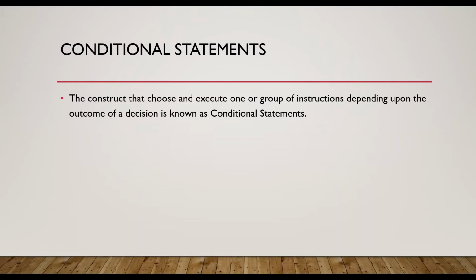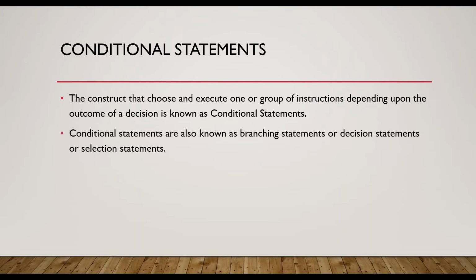Here the condition is the percentage is equal to or greater than 60. If the condition is satisfied, then the student is passed. The student passed, that is my result, or the outcome. So these kinds of statements are known as conditional statements. Conditional statements are also known as branching statements, decision statements, or selection statements.